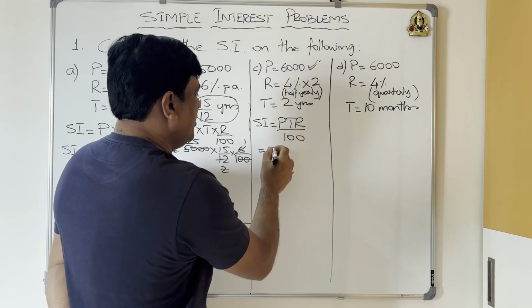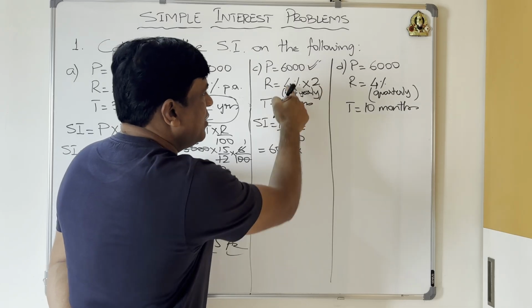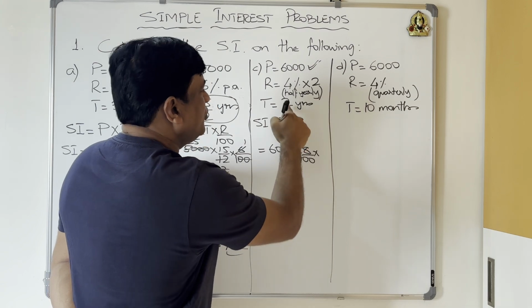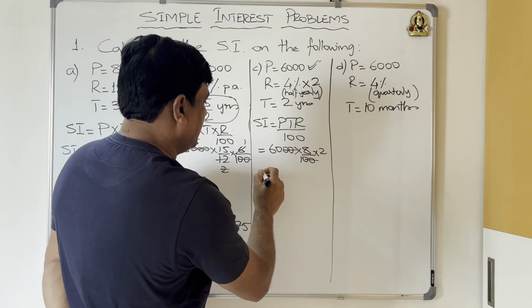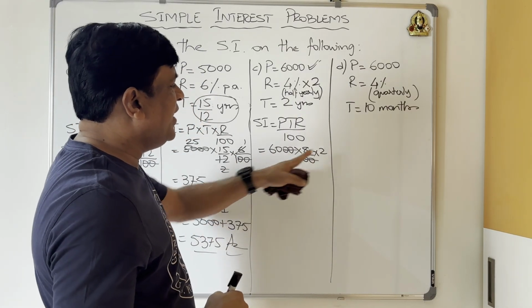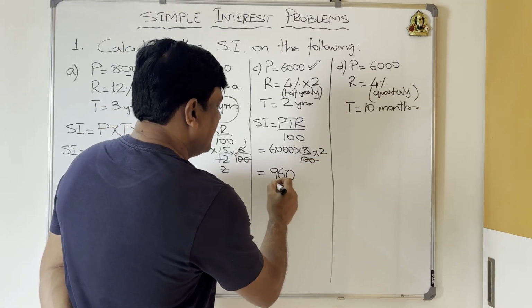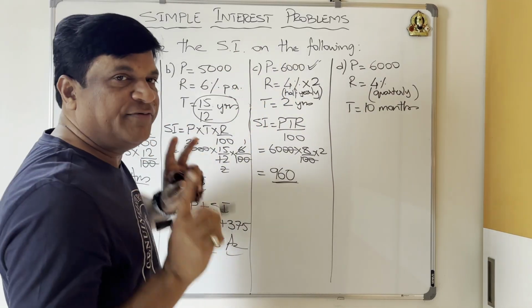Put it over here. Your principal is 6,000. Your rate is 4 into 2, 8. 8 by 100 into your time, which is 2 years. Got it? Cancel this. So what are you left with over here? 8 sixes are 48. 48 into 2 is 96. You get 960. That's the interest which you get based on these numbers, whatever they have provided.